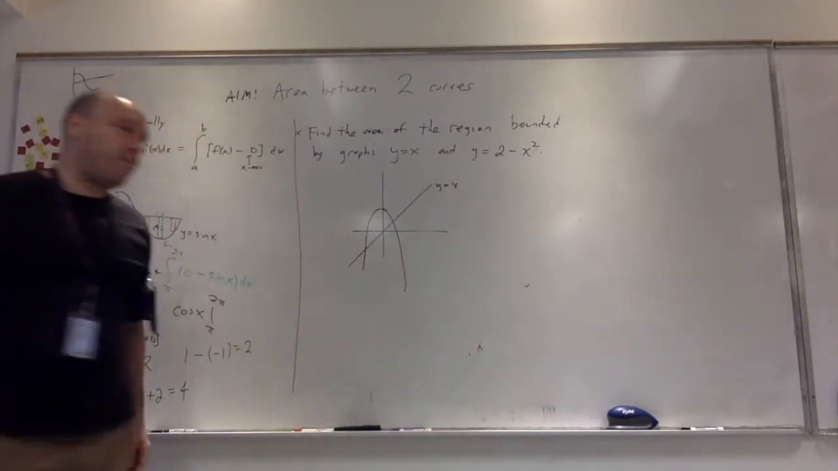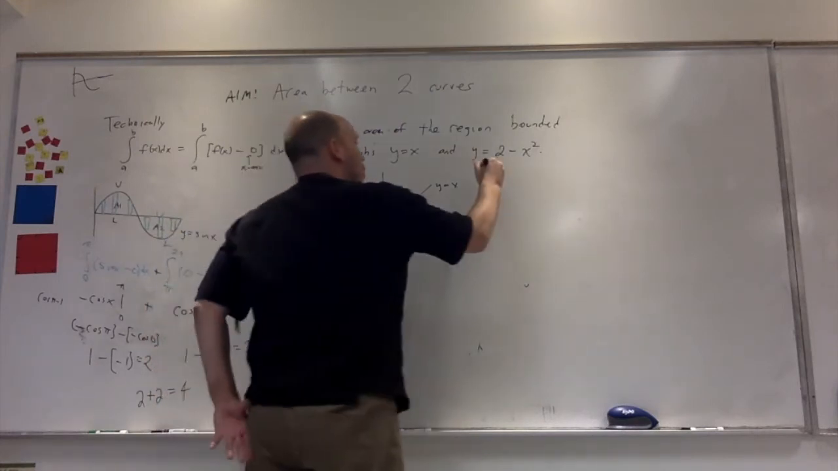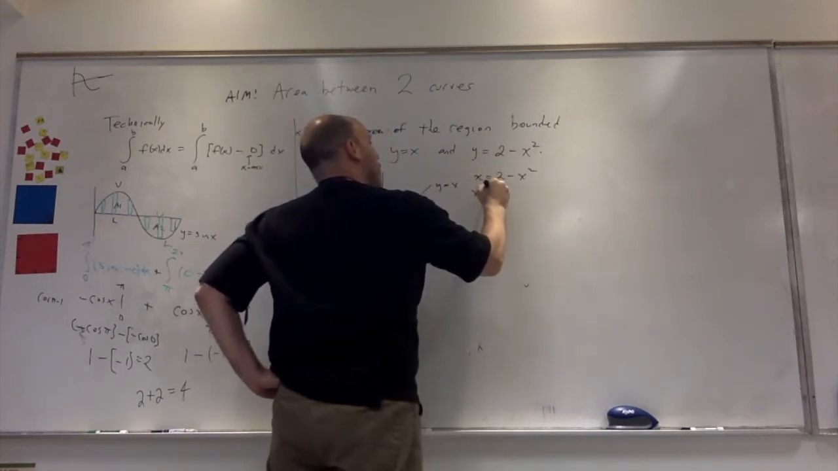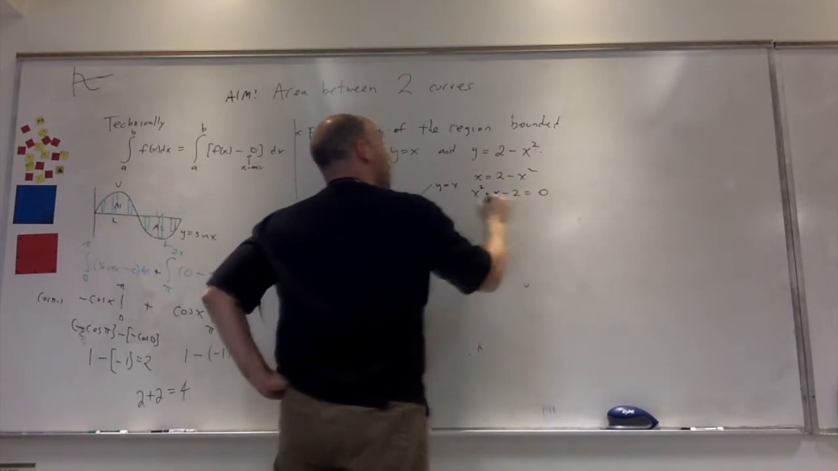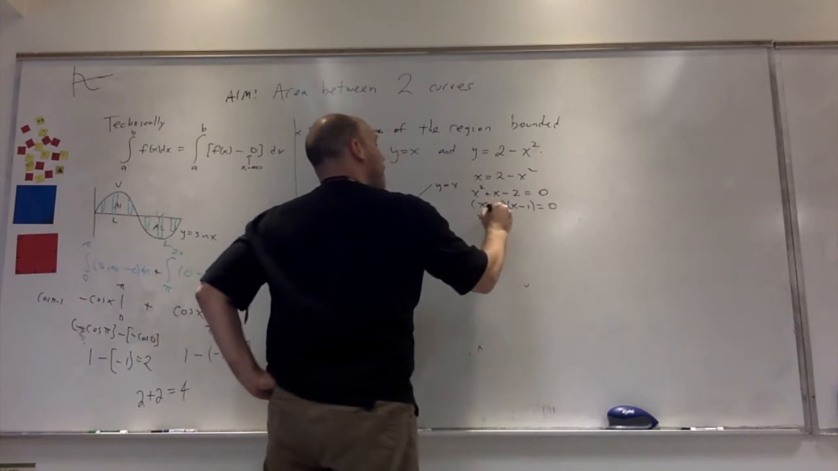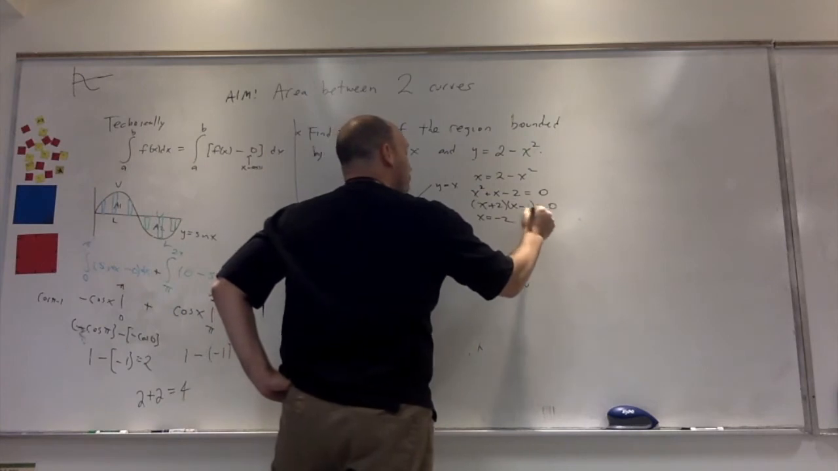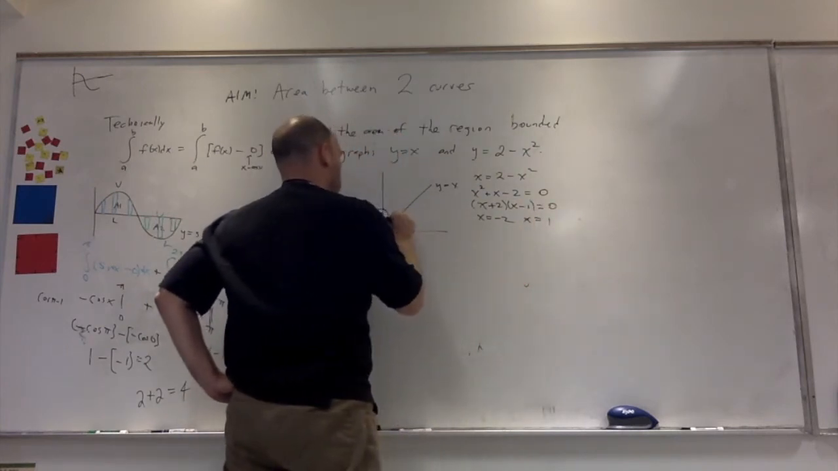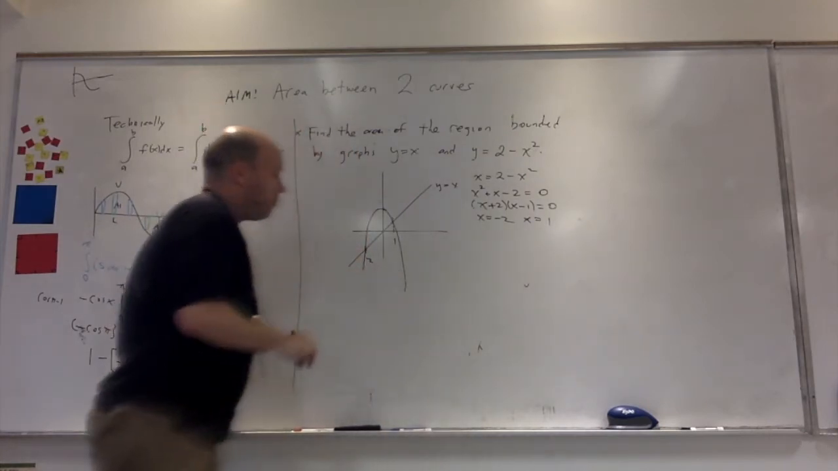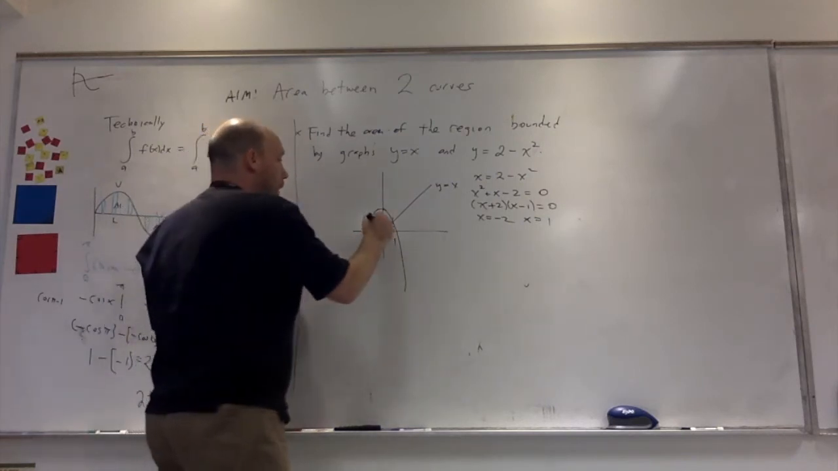First, find the intersection points. Now, you can try this. If it's part 1, you have to do it by hand. So we have x equals 2 minus x squared, plus x minus 2 equals 0, x plus 2, x minus 1 equals 0, x equals negative 2, and x equals 1.